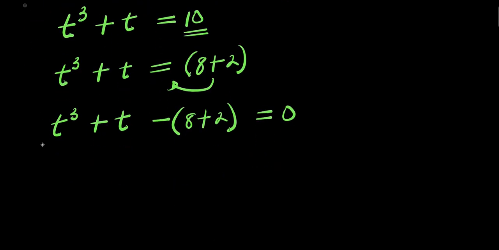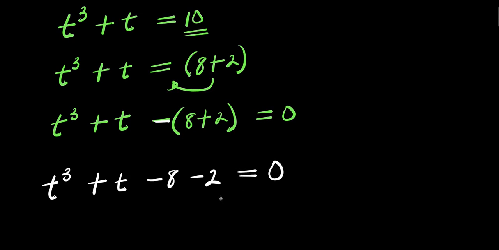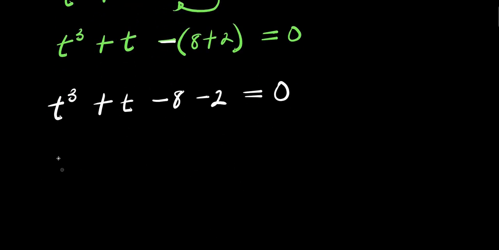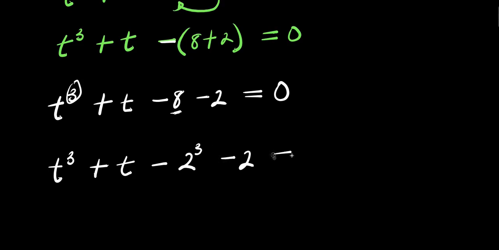So from here, I will have t power 3 plus t. You use this minus to multiply everything inside this bracket. You have minus 8, minus 2, and this equals 0. From here, you have t power 3 plus t minus this 8. Now we have power 3 here. I can express this 8 in terms of multiples of 2. That is 2 to the power of 3, minus 2, and this equals 0.